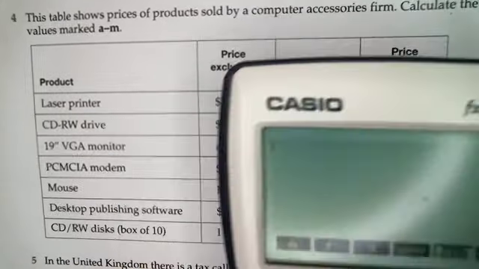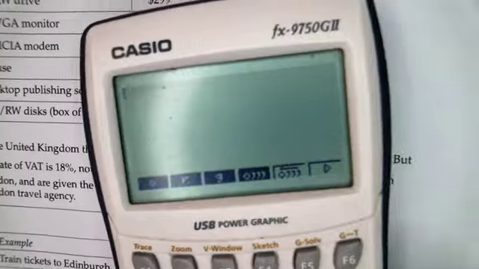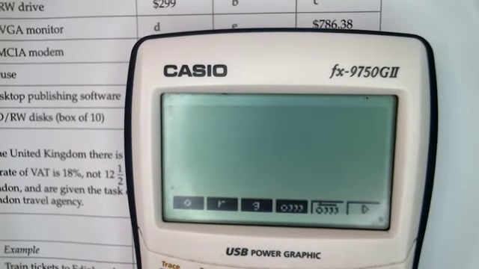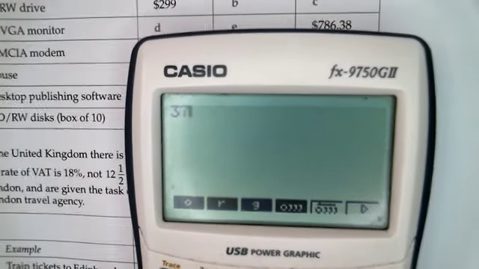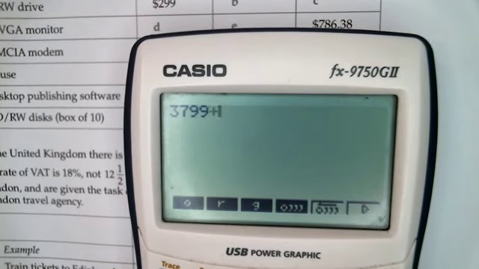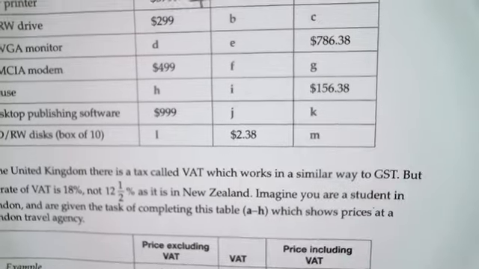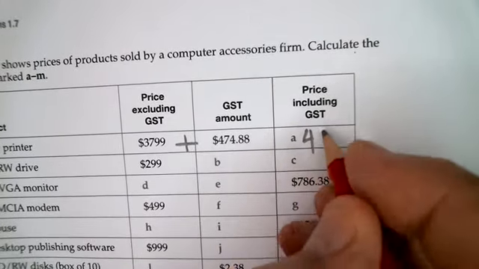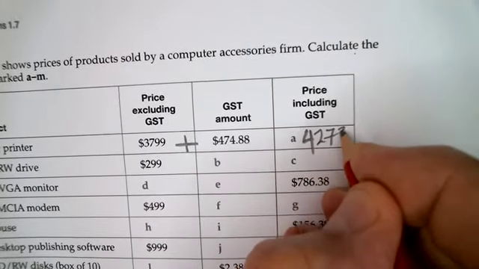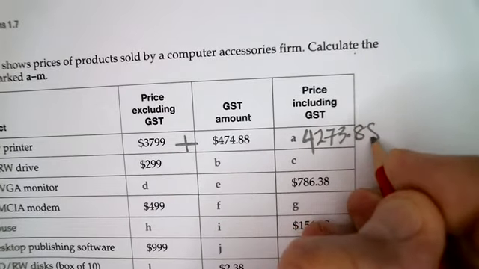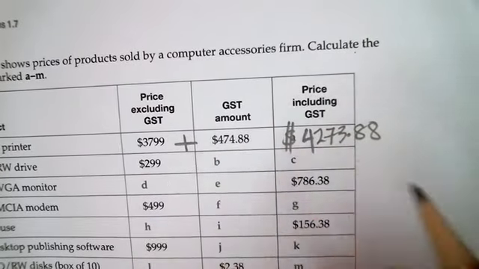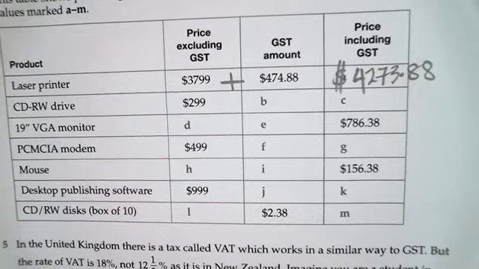So I'll do it on the calculator so you can see it straight away. It's going to be 3799 plus 474.88. Let's see what we end up with. 4273.88. So it's going to be $4273.88. You want a dollar sign in front there as well. So that's the first one done.